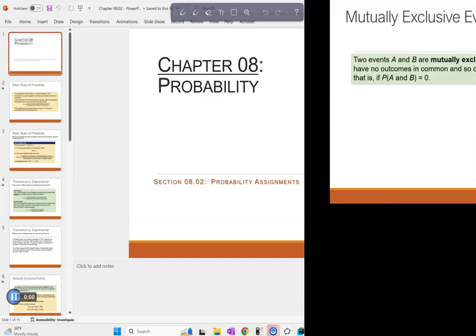Okay. Next, we want to talk about mutually exclusive or disjoint events. We say 2 events are mutually exclusive if they have no outcomes in common, and that means that they can never occur at the same time, i.e. the probability of A and B occurring at the same time is 0. So an example of mutually exclusive events, a very simple example, is heads and tails. You flip a coin and you can't get both, right?